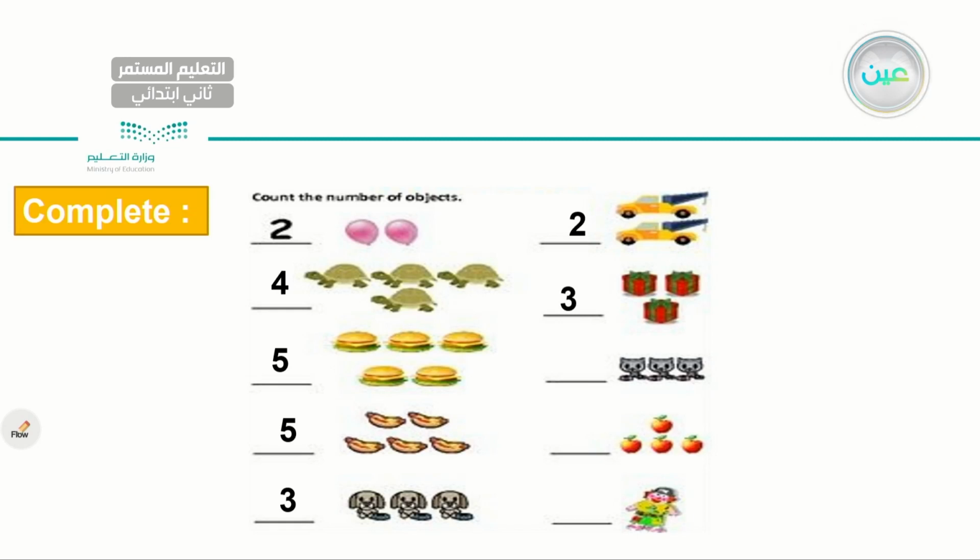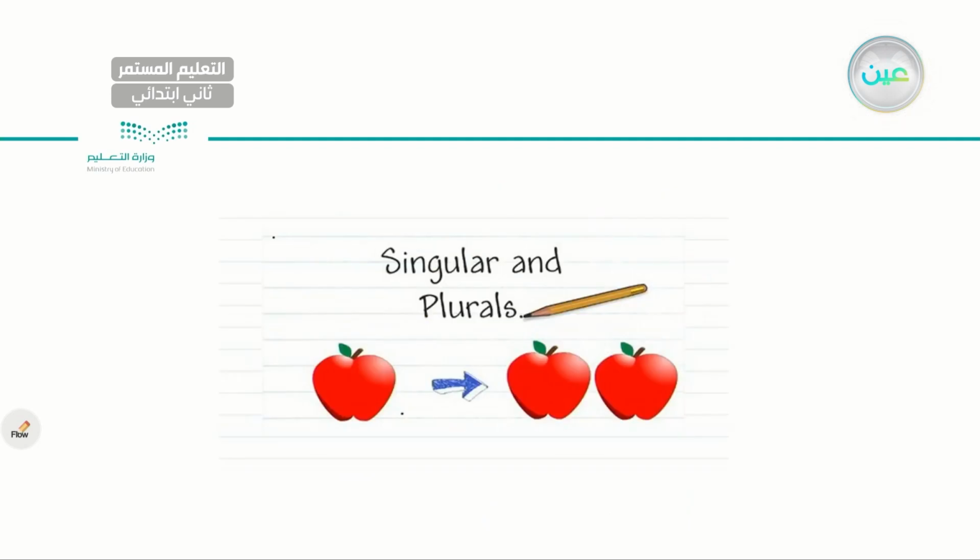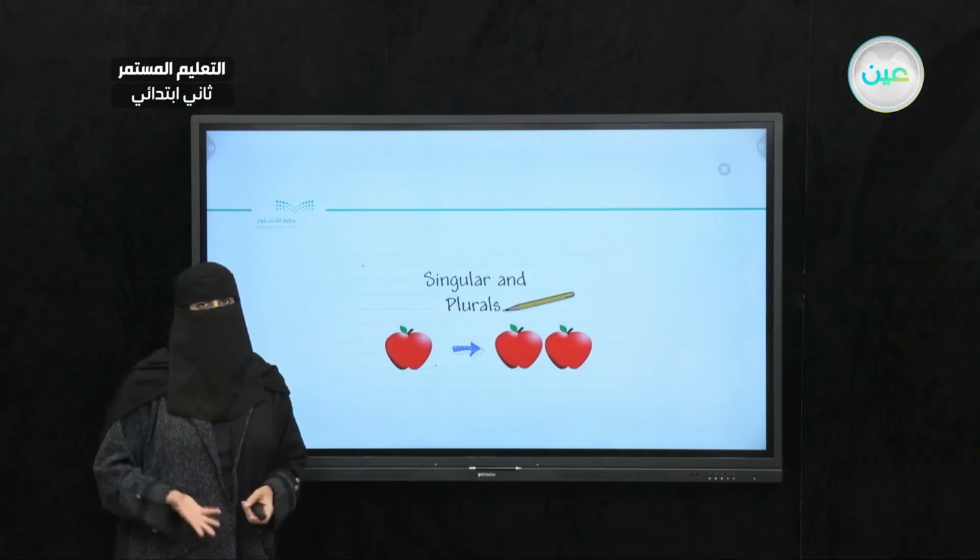How many cats can you see, my dear student? Count. Write down your answers. 1, 2, 3. I can see 3 cats. How many orange apples can you see? 1, 2, 3, 4. I can see 4 apples. And how many clowns or dolls can you see here? I can only see 1, singular, 1 doll. Okay? Now, that was an introduction to singular and plural.